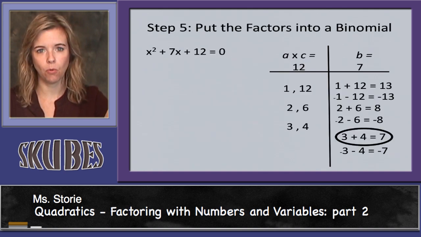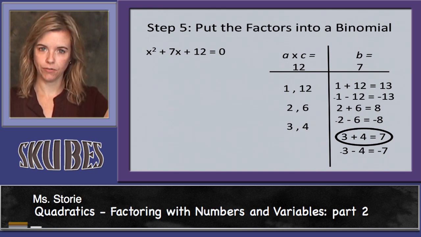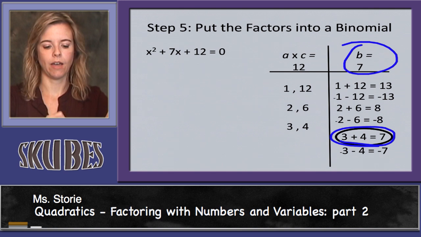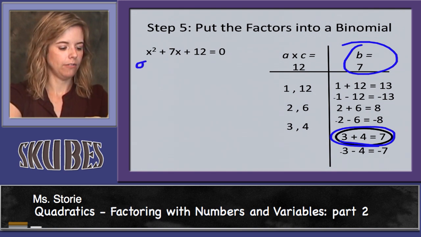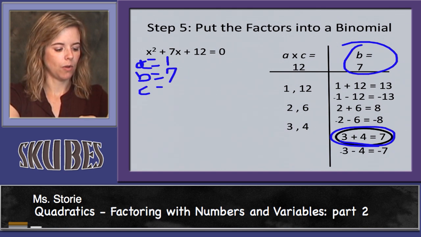If you remember on step 4, we'd circled the factors that had worked. Now in step 5, we're going to put those factors into a binomial. Remember that 3 plus 4 equaled 7, and that was what our b value was. Our a value was 1, our b value was 7, and our c value was 12.